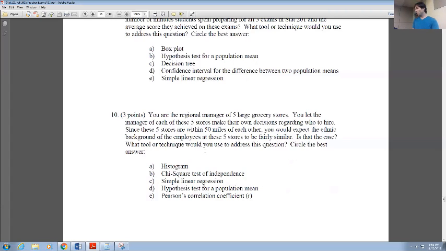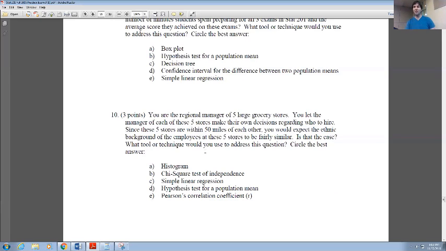You are the regional manager of 5 large grocery stores. You let the manager of each of these 5 stores make their own decisions on who they hire. Since these 5 stores are within 50 miles of each other, you would expect the ethnic backgrounds of the employees at these 5 stores to be very similar. Is that the case? These are very close stores, and you want to see if the store has a relationship to the ethnicity of the people they're hiring.